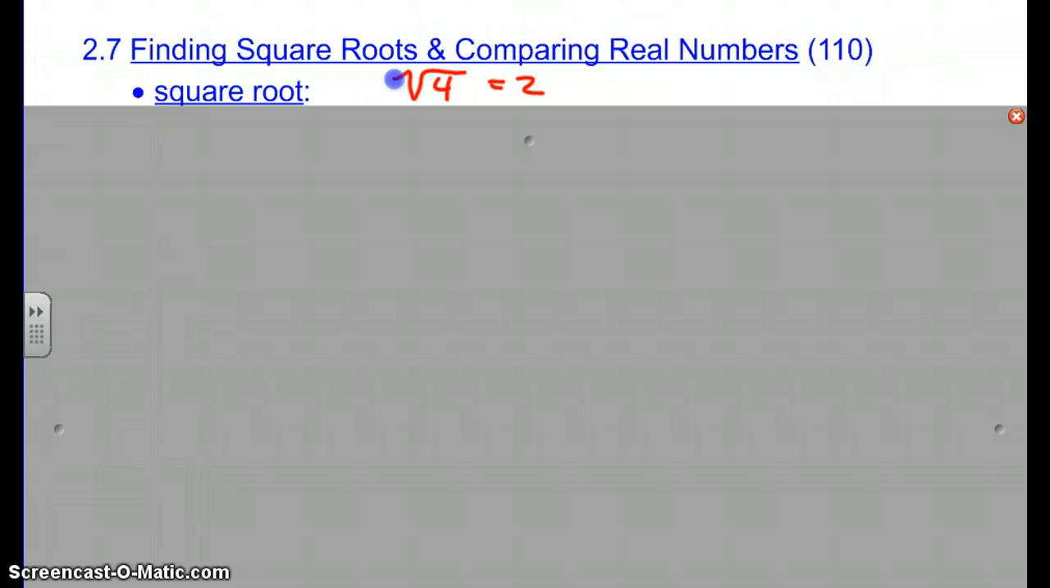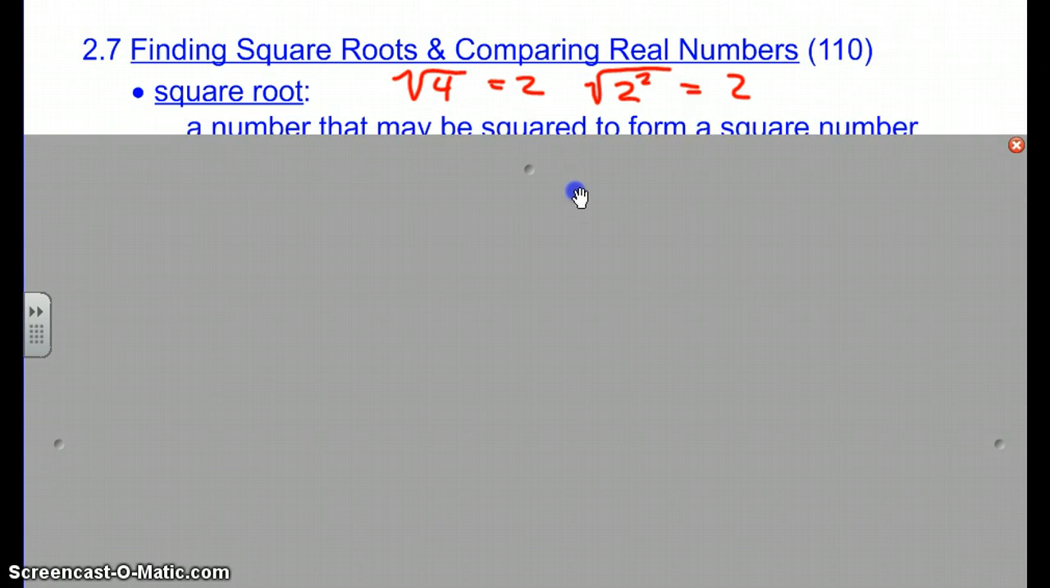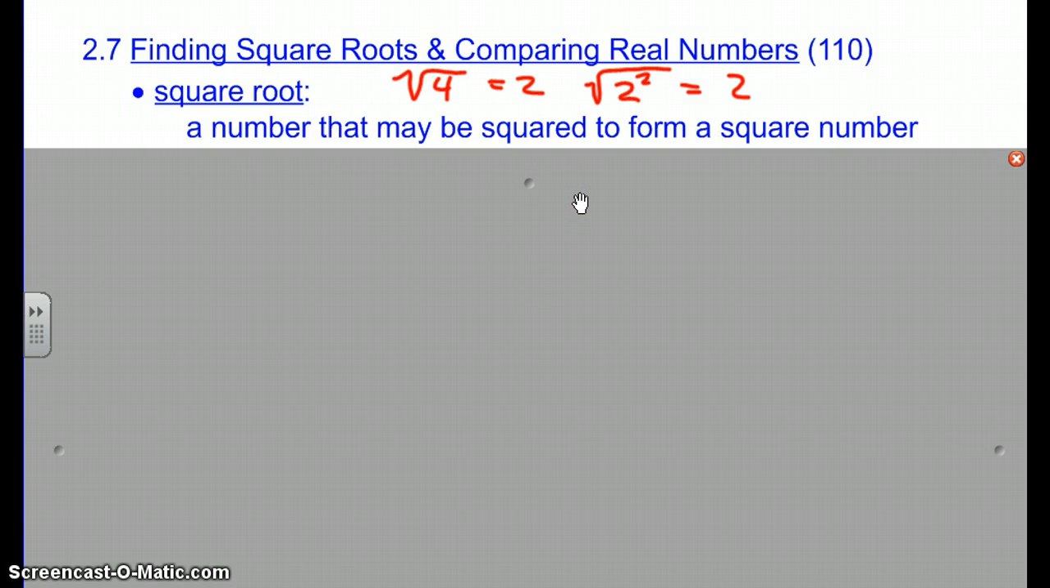Braden. Because 2 times itself is 4. So inside that radical, I could have written 4 that way, right? 2 squared is 4, and the square root of 2 squared is 2. So squaring and taking the square root are inverse operations, aren't they? Very good. A square root is a number that may be squared to form a square number.